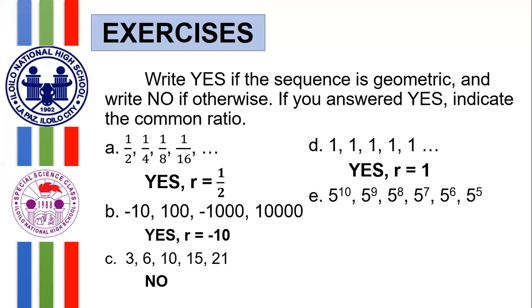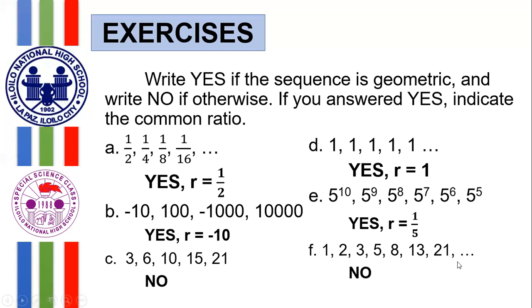How about 5 raised to 10, 5 raised to 9, 5 raised to 8, 5 raised to 7, 5 raised to 6, 5 raised to 5? This is also geometric. In fact, the common ratio here is 1/5. How about 1, 2, 3, 5, 8, 13, 21? I believe you would agree that no, it's not a geometric sequence.